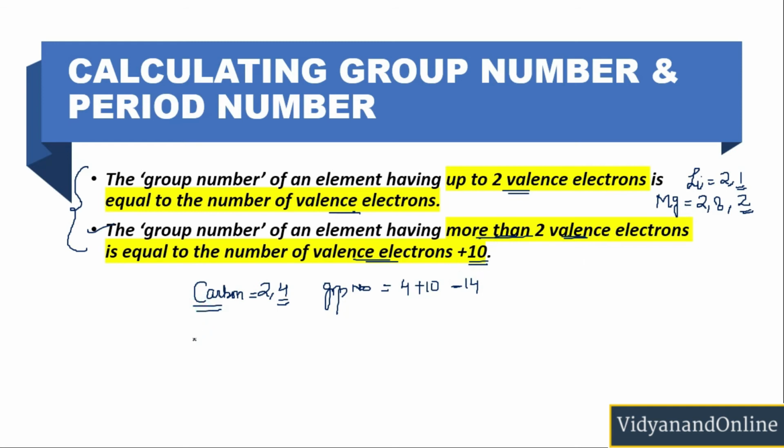Similarly, if I talk about neon, neon has the atomic number of 10, which is 2, 8. So its group number will be the valence electron, which is 8, plus 10. So it means neon will belong to the 18th group. Now here is an exception. Helium has 2 electrons in the outermost shell. Still it does not belong to group number 2, because it is actually a noble gas which belongs to period number 1 and group number 18.